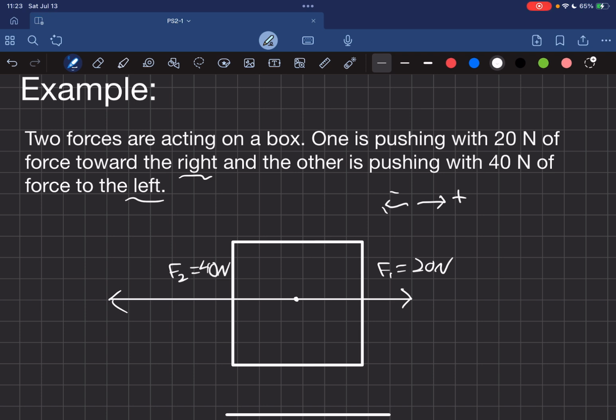Notice we drew the box. We drew the force. We recognized what forces are acting on it. The problem gave us those. And then we drew the forces with the tail at the very center of the object and then pointing it in the direction that they are going. Another key thing was we drew these vectors with relative lengths. The one that was twice as big of a force needs to be twice as long.